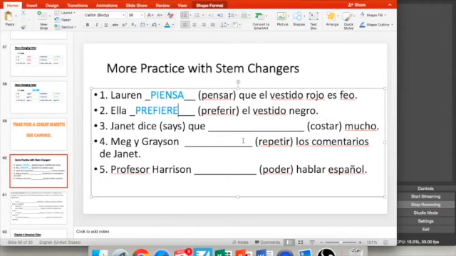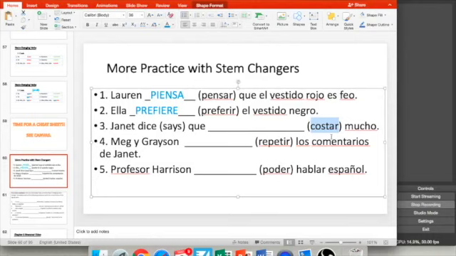Okay, I want you to take a moment, and I'd like for you to try numbers 3, 4, and 5 in this same process. Okay, now that you've had a second to try these, number 3 tells us that Janet dice que costar mucho. So Janet says that something cost a lot. In this case, start by asking yourself, what kind of stem change does costar have? Well, is it an E to IE? There's no E. That also means it's not an E to I. Okay, so we've narrowed it down to 2. It's either a U to UE or an O to UE. Well, there's no U. So it has to be an O to UE stem change.